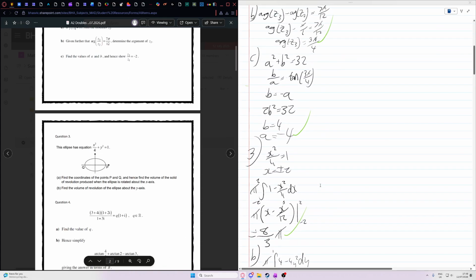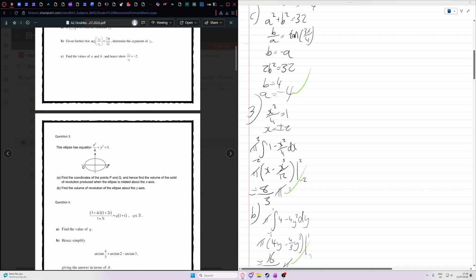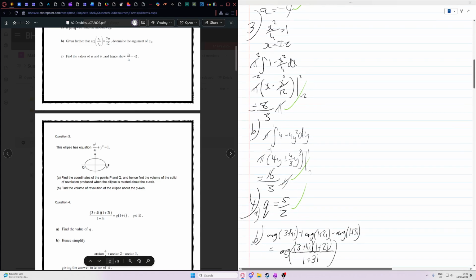Question 3. All you do is first find the x corner where it intersects, and then you do y squared equals 1 minus x squared over 4, and then you're doing the integral of y squared dx times pi, and then you just compute that, get your answer. Part B, do the exact same thing except rearrange for x squared instead of y squared.